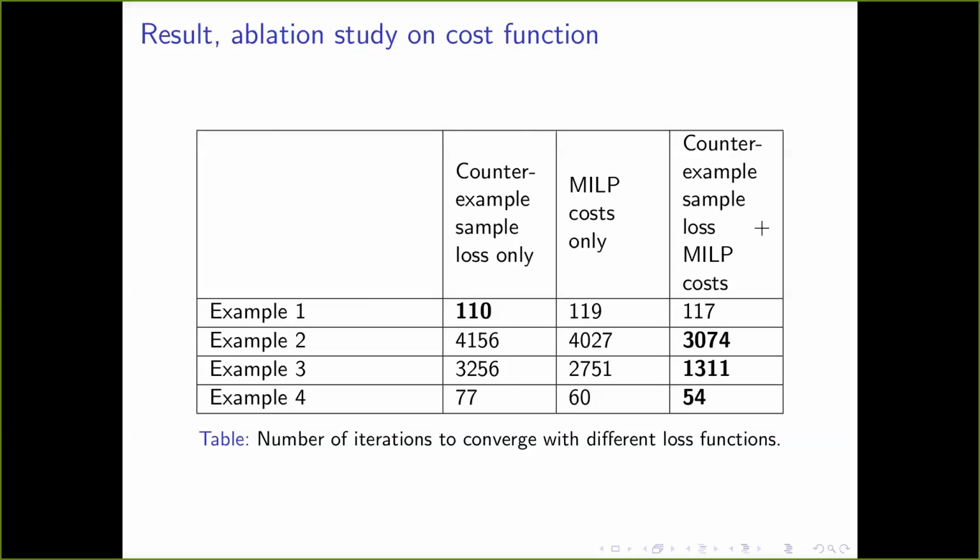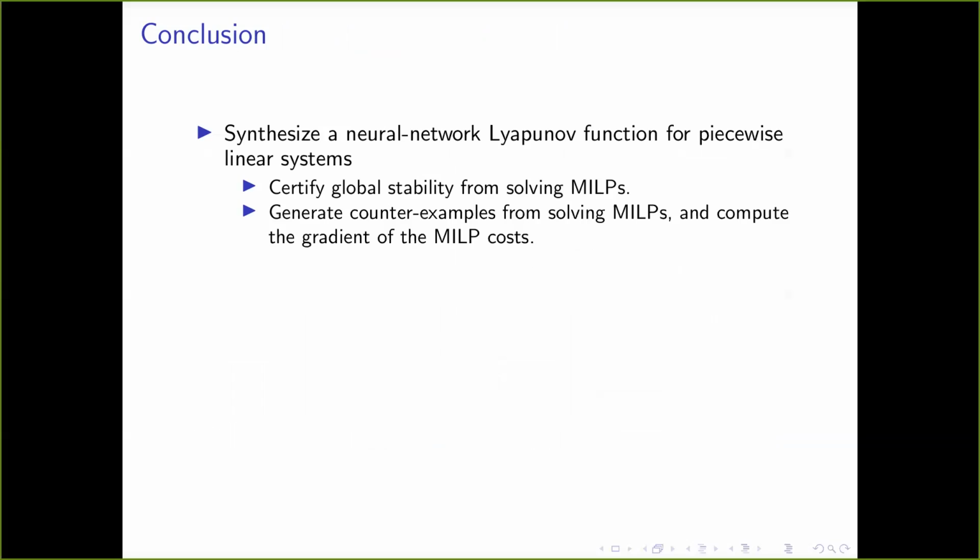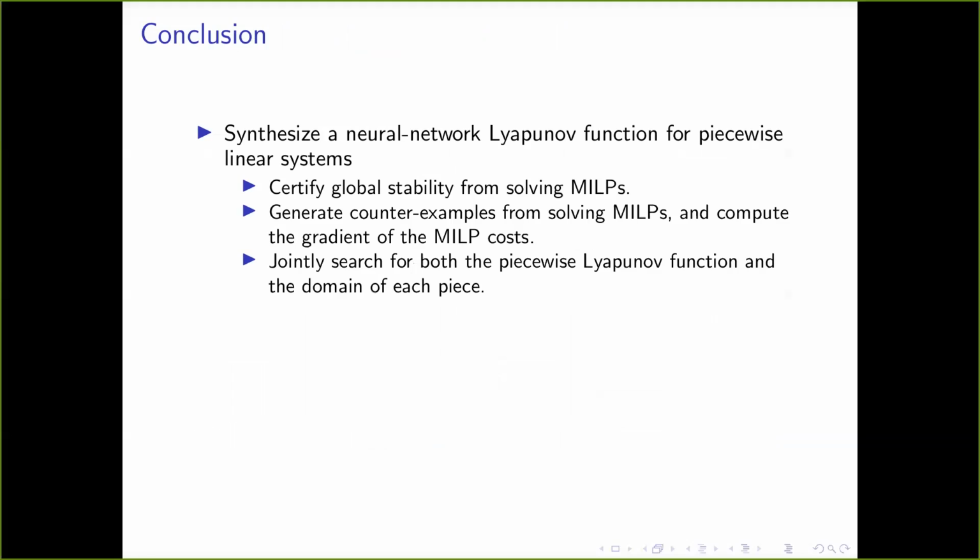So to conclude, we can synthesize a neural network Lyapunov function for piecewise linear systems. We certify global stability by solving MILPs. The MILP generates counterexamples, and we can obtain the gradient of the MILP cost. The advantage of our approach is that we can jointly search for both the piecewise Lyapunov function and the domain of each piece.